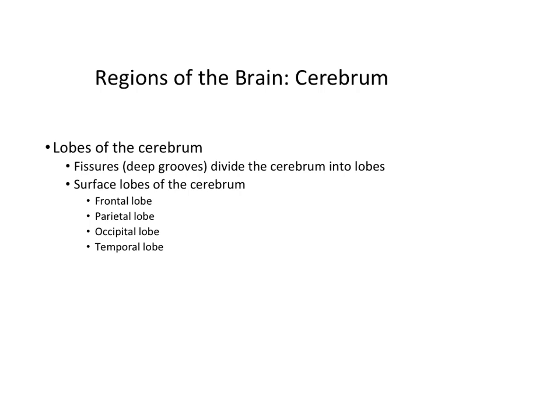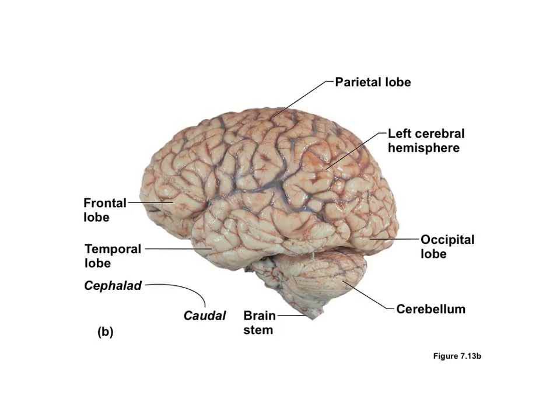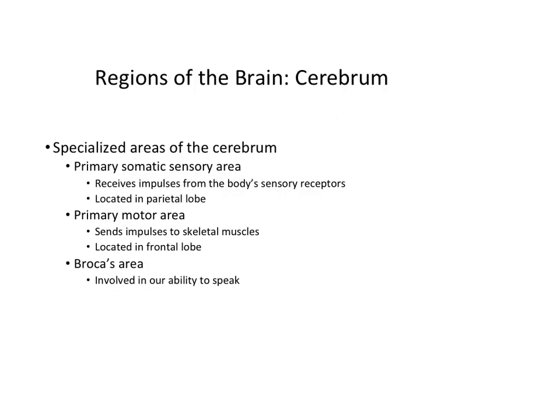The surface lobes of the cerebrum include the frontal lobe, the parietal lobe, the occipital lobe, and the temporal lobe, and they're located roughly where the bones of the same names are. The cerebrum has a lot of specialized areas. So there's areas that do somatic sensory, and so they receive impulses from the body's sense organs. They are located in the parietal lobe. There's also the primary motor area that sends impulses to skeletal muscle. That's located in the frontal lobe.